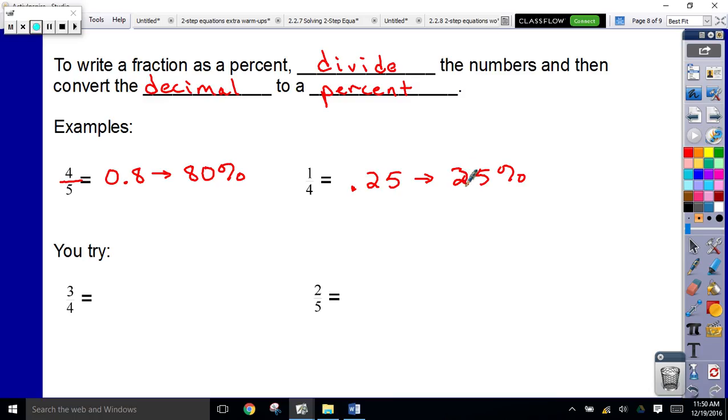All right, we are going to do the you try examples for this one just to make sure. Okay, 3/4. Let's see.